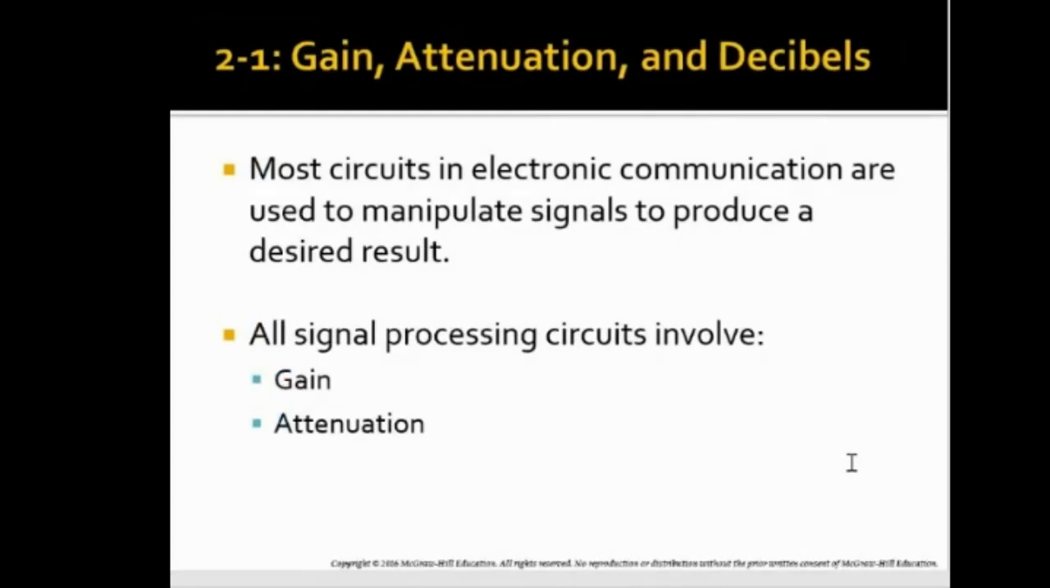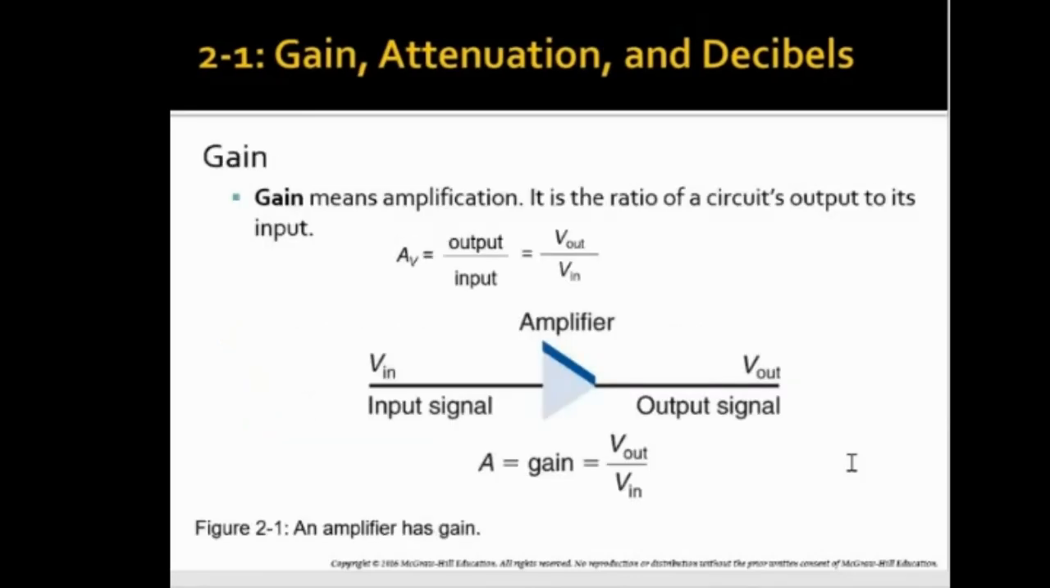Attenuation is something that almost cannot be avoided. Gain may or may not be available in a circuit, but in most circuits, sensors, communication systems, and many others, gain usually exists as well. So what is gain? Gain means amplification. It is the ratio of the circuit's output to its input.